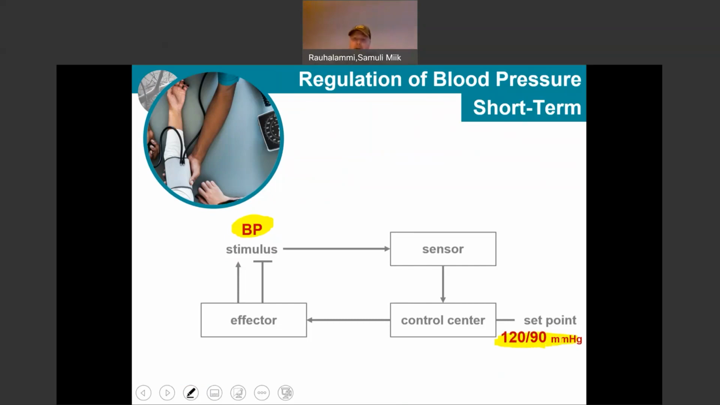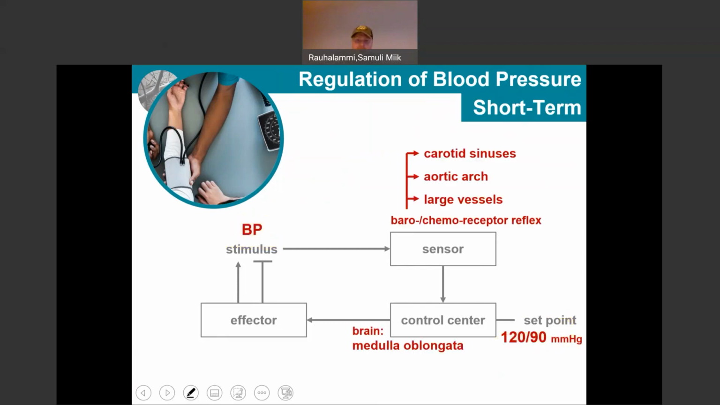This could be 120 over 80 or 120 over 90, depending on which year's numbers you're looking at. They keep changing a little bit, the recommended values. I think 120 over 80 would probably be more accurate. Well, we're noticing that the stimulus, the blood pressure, is not what it should be in the set point. We have to notice it, and how we notice it is through these sensors. So we have some types of receptors that help us to notice that.